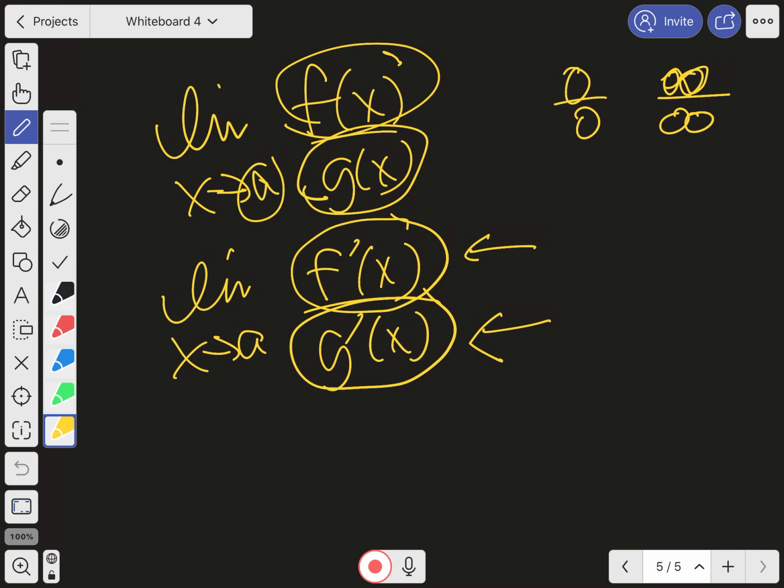So we're going to take the limit of the top and the limit of the bottom, and we're using L'Hopital's rule to try to find a limit. Right now we're not even talking about finding derivatives. We're talking about how to find the limit.